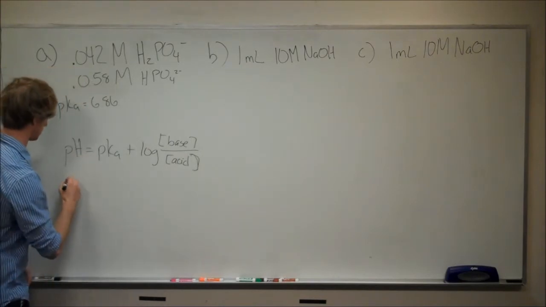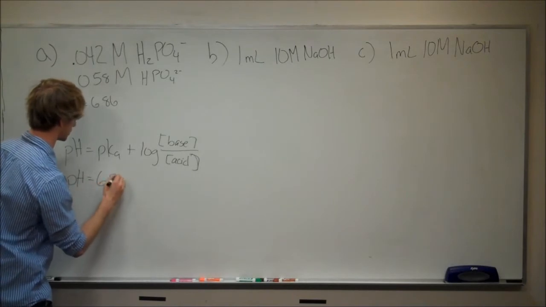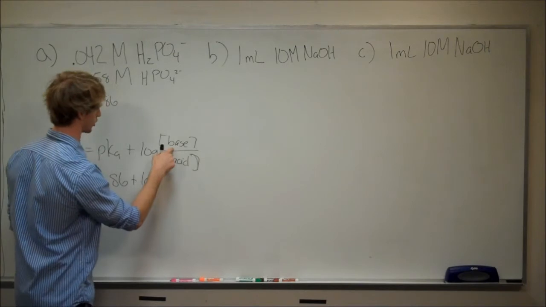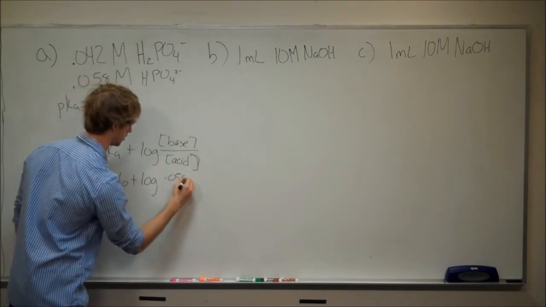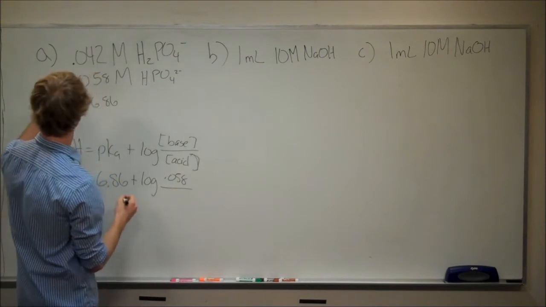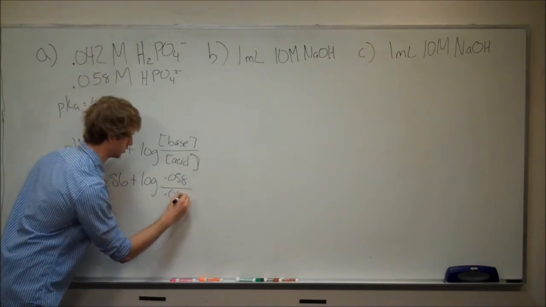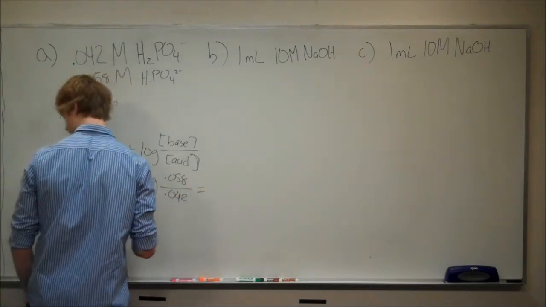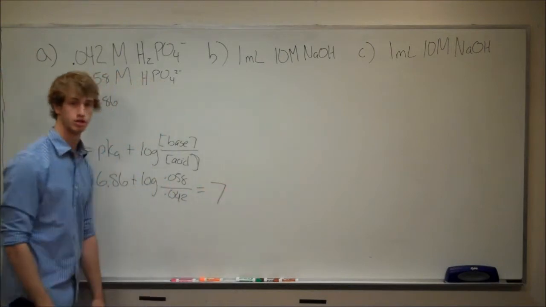We have pH is equal to 6.86 plus log of the concentration of our base, 0.058, over the concentration of our acid, 0.042. Alright, and if we plug all this in, we should come out to something around 7. So neutral.